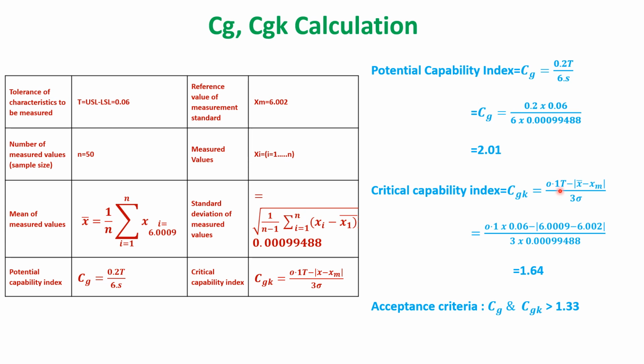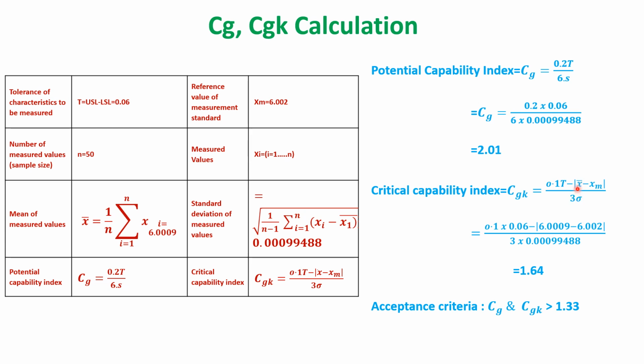The formula is 0.1 into tolerance. Now why 0.1 into tolerance? Earlier 0.2 was there, because it was for both sides. Now when we consider Cgk, it is utilized for a single side. That's why it is 0.1, or 10%. So 10% of the tolerance minus this bias.